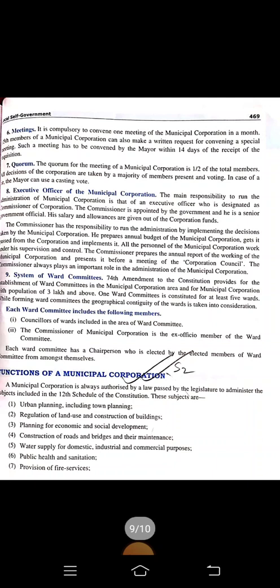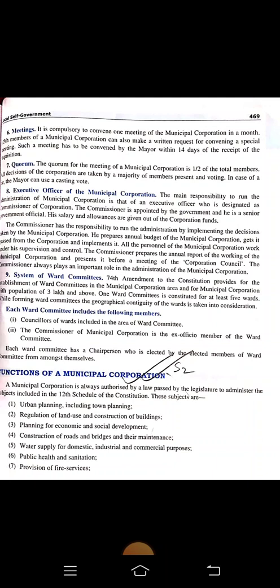Provisions of reservation are here also. We can find them for the scheduled caste, the backward classes, and the women. Qualification: the person has to be a citizen of India. The minimum age is 21, has to be enrolled in the voter list, and should not hold any government office of profit. Tenure: the tenure is 5 years for the members.